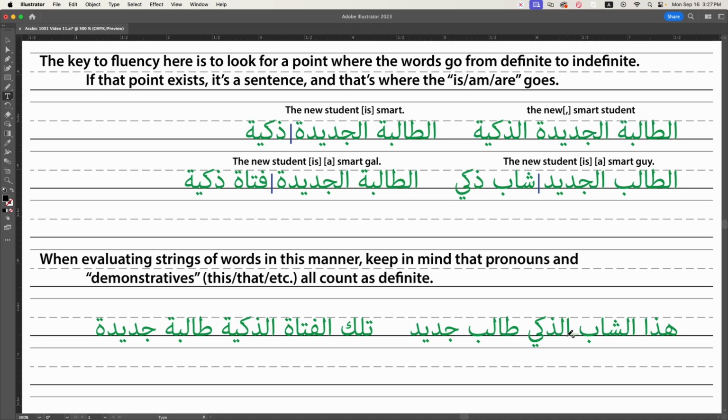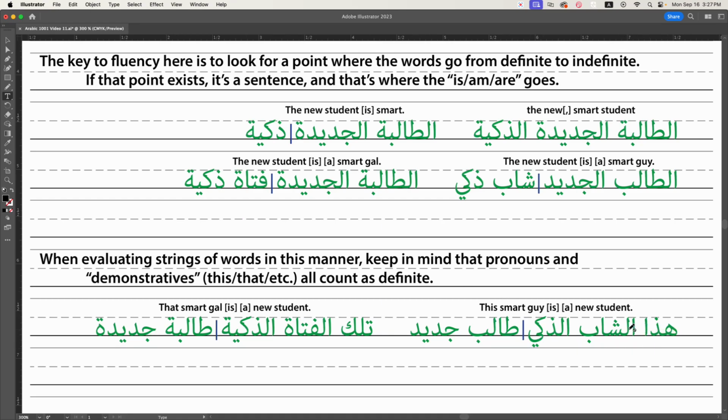And then these two are definite بسبب ألف لام. And then طالب جديد are both غير معرف or indefinite. So here's the point where we go from definite to indefinite, and that's what tells us it's a sentence, and where our is, am, or are is going to go.